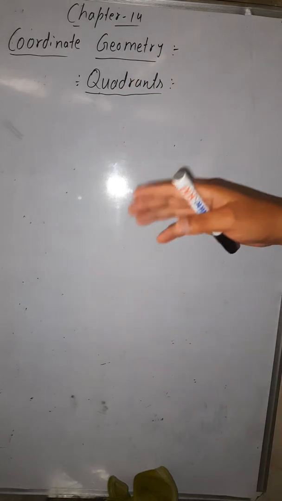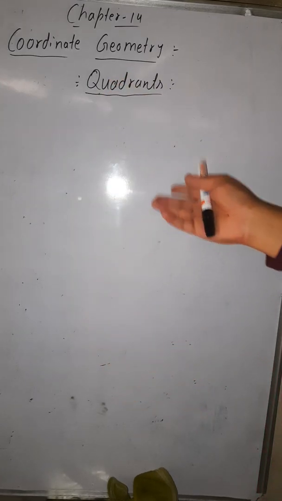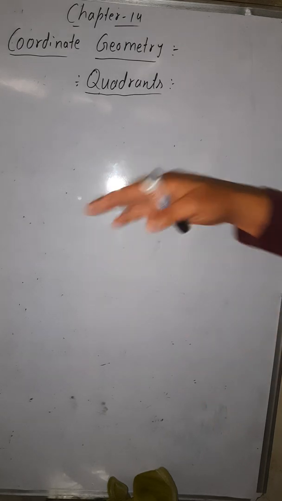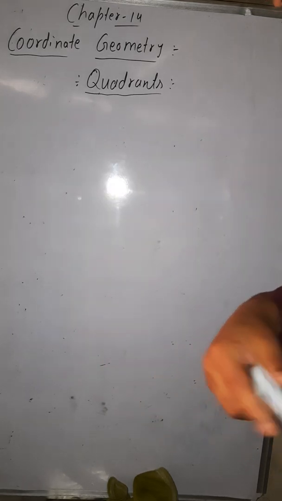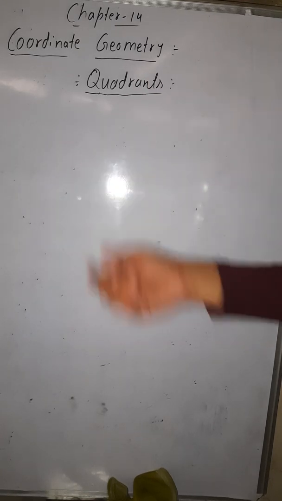Okay, in the previous lecture I have told you about the axis, the abscissa, the ordinates, the origin. These basic things we have discussed in the previous lecture. So today in this lecture we are going to discuss some other topics. The first one is quadrants.